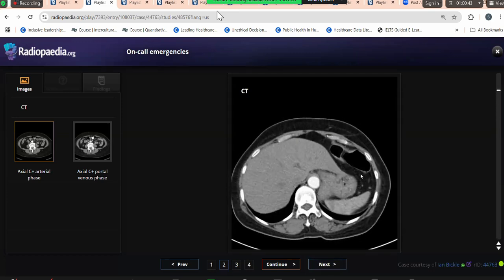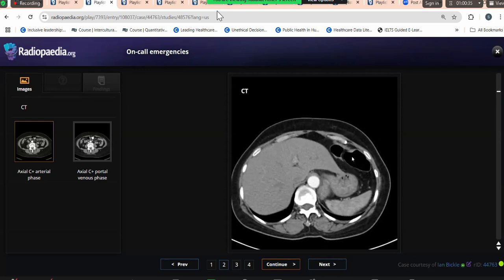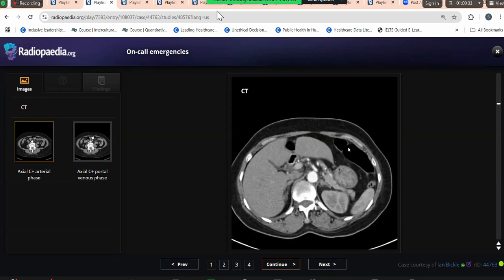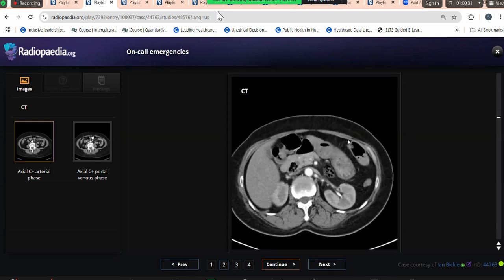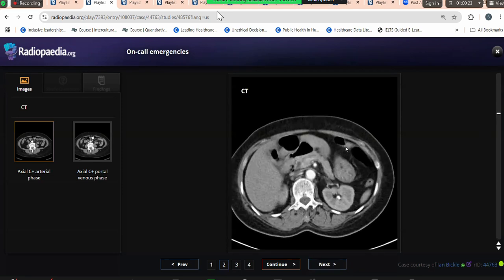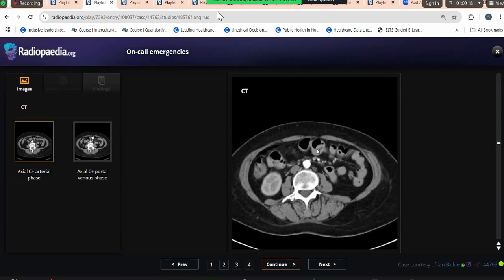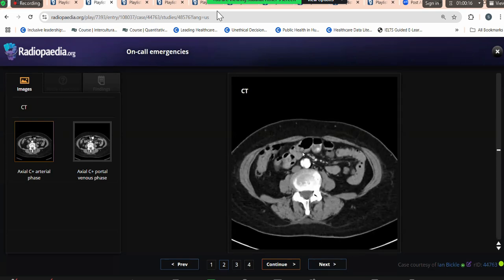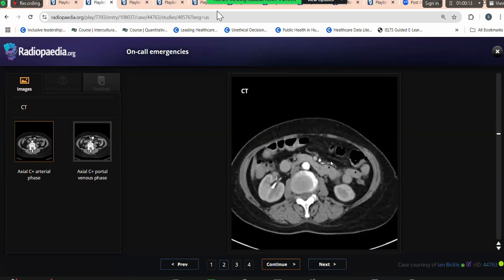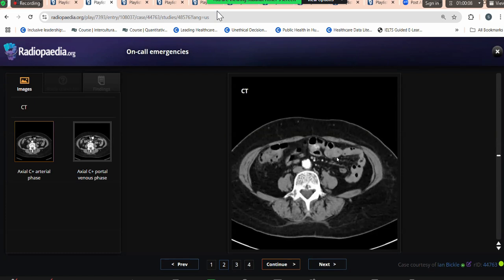This is the transverse colon. So this is the transverse colon basically. The blush of contrast was seen within the transverse colon here on the arterial phase. Okay, go to the portovenous phase.